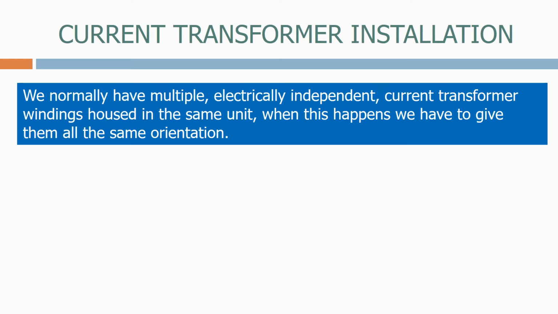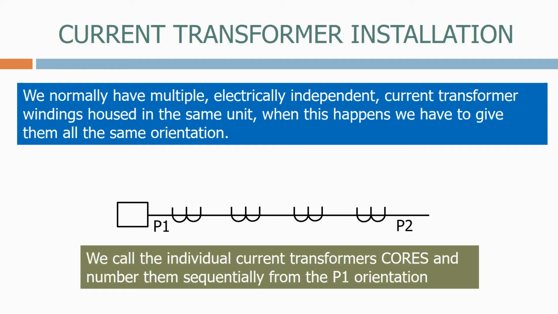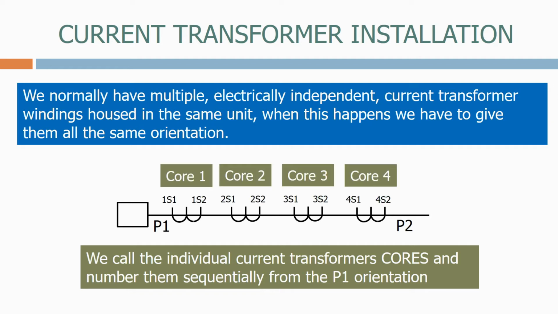We normally have multiple electrically independent current transformer windings housed in the same unit. When this happens, we have to give them all the same orientation. Here we have a CT with 4 windings. As usual, we orientate them with P1 facing the breaker. We call the individual current transformers cores and number them sequentially from the P1 orientation.